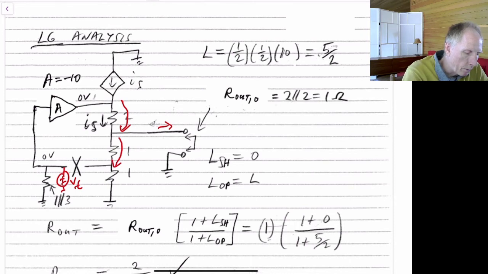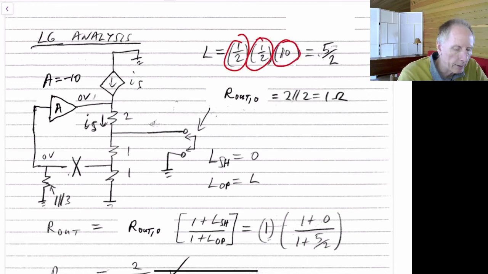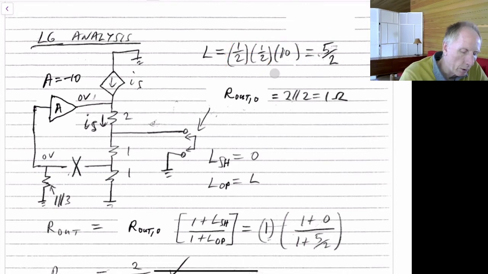So if we looked at the loop gain then, the loop gain is just going to be 1/2 times 1/2 times 10. The negative 10 disappears because, remember, our loop gain is the negative of the gain, or the voltage, around that loop. And that works out to be 5/2. So the loop gain for this circuit is 5/2.